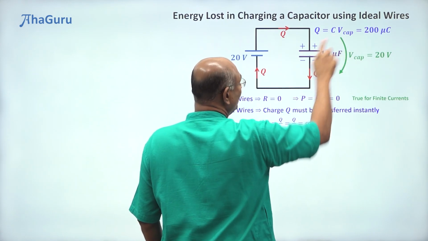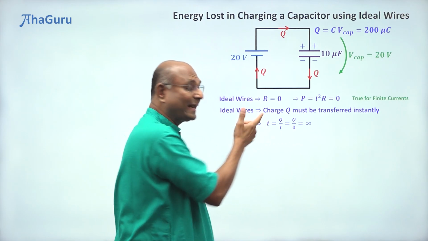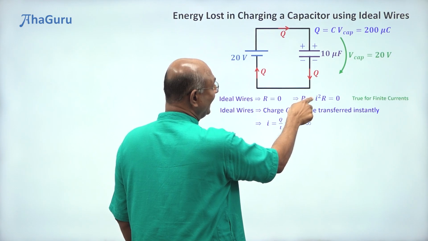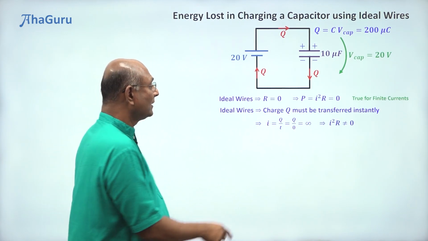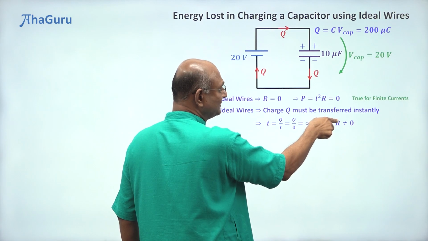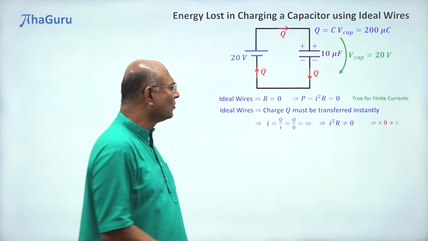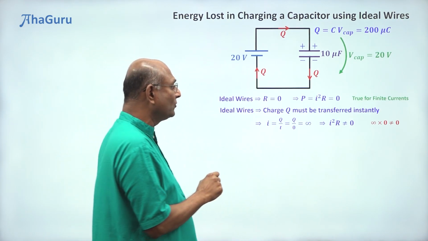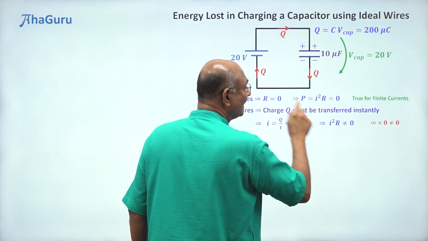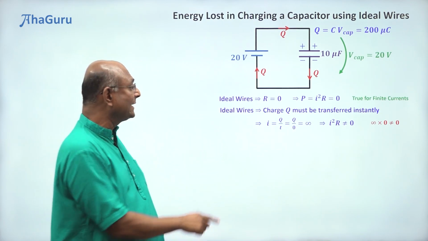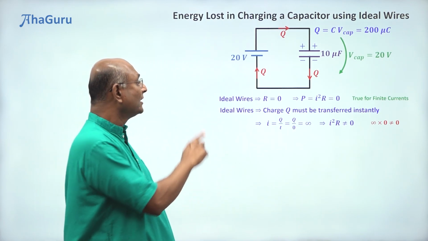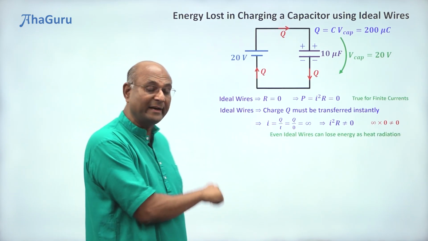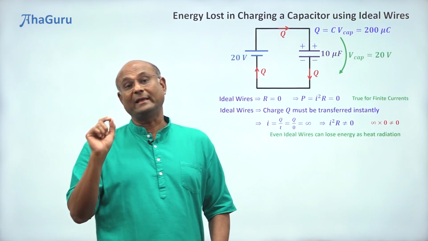Q is not 0. The denominator, time, is 0. So the current is infinite. So what? Well, the power I squared R will be infinity squared into 0, which is basically infinity into 0. But infinity into 0 is not 0. It is an indeterminate quantity. It can take on any value. So I squared R is not 0 because the current is not finite, it is infinite. So please remember that even ideal wires can lose energy as heat radiation because the current can become infinite.